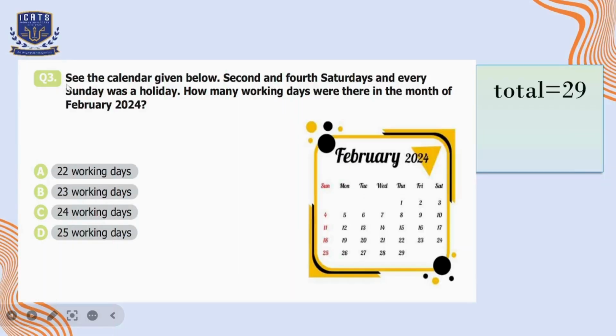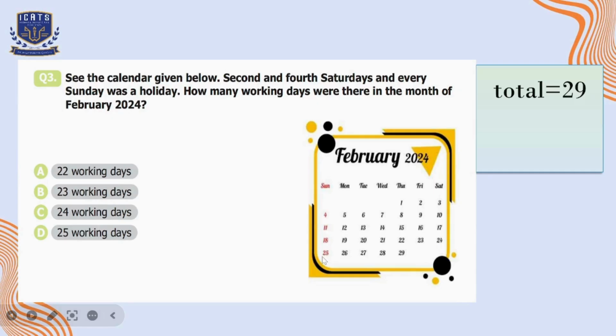Question number 3. See the calendar given below. Second and fourth Saturdays and every Sunday was a holiday. How many working days were there in the month of February 2024? So here we can see there are total 29 days of February. So out of which there are 4 Sundays and there are 4 Saturdays, but it is mentioned in the question the second and fourth Saturdays are off. So it means we will count 2 Saturdays as our holidays.